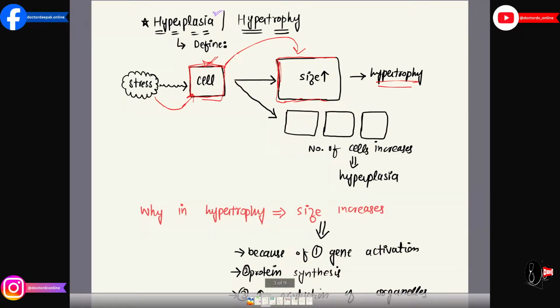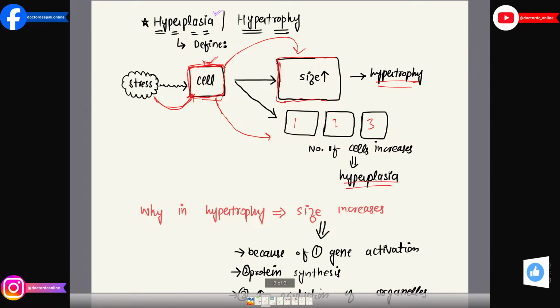On the other hand, let's take another example to understand hyperplasia. Again, this is one cell, the same cell, and now I am putting a different kind of stress. When I put a stress on this cell, it will undergo a different kind of adaptation. Here you can see this is one cell, but when I put the second stress on this cell, it is going to increase its number. So 1, 2, and 3. The cell has increased its number. So this is called hyperplasia.